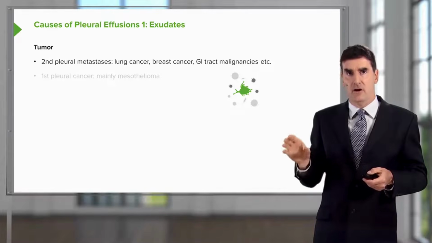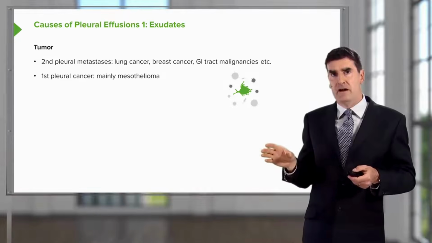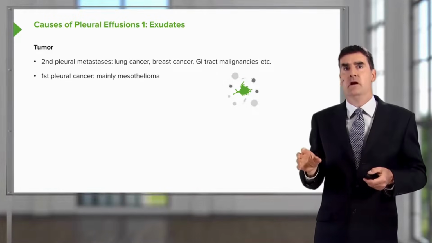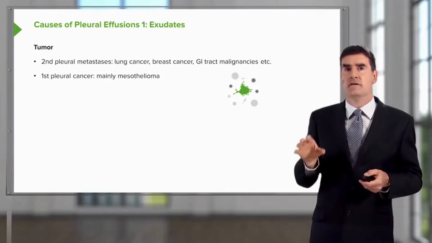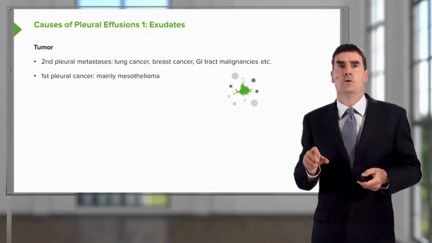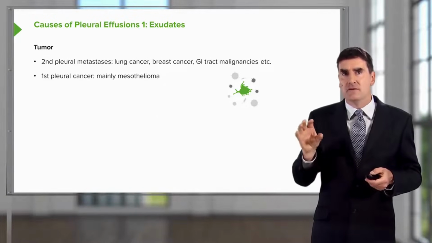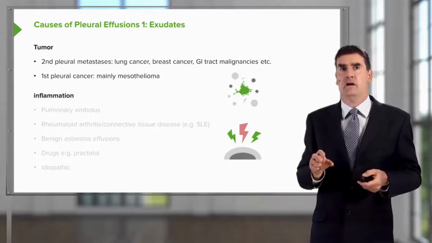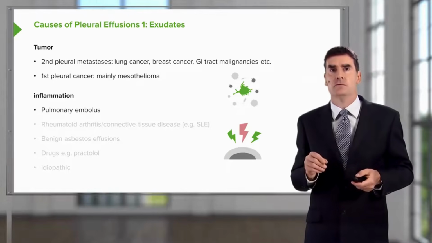Then again, there are primary pleural cancers as well. Actually, these are very rare in general, apart from mesothelioma, which is a primary cancer of the pleura that is associated with asbestos exposure that I've discussed in the lung oncology lecture. There are other causes of exudative pleural effusions. These basically involve pleural inflammation. Probably the commonest cause might be a pulmonary embolus, where you often get small effusions formed with that.